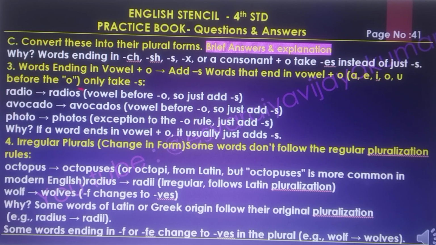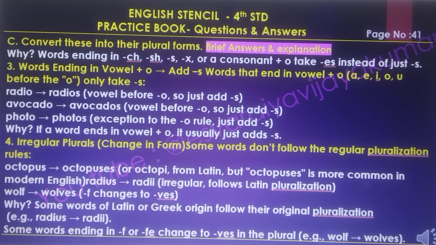Point number 3, words ending with a vowel plus o add s. Words that end in a vowel, a, e, i, o, u before the o only take s. Radio, radios, vowel before o, so we just add s. Avocado, avocados, vowel before o, just add s. Photo, photos, exceptions to the o rules, just add s. Why? If the word ends in a vowel plus o, it is usually just s.